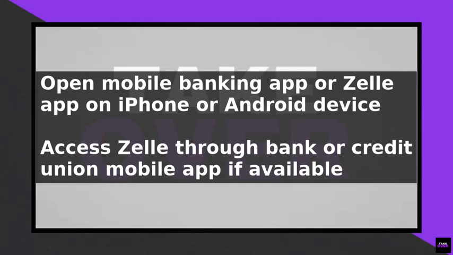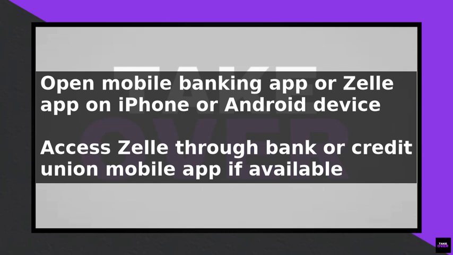To set up Zelle on your iPhone or Android device, start by opening your mobile banking app or the Zelle app. If your bank or credit union offers Zelle, you can access it directly through their mobile app. If not, you can download the Zelle app from the App Store or Google Play.